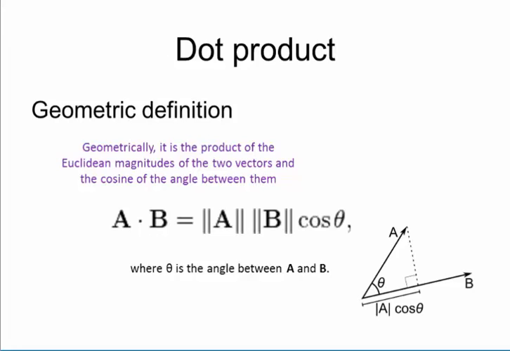Okay, so if we talk about the dot product, that was using the algebraic solution. The geometric definition is the product of the Euclidean magnitudes of the two vectors, and this double vertical line refers to the magnitude of the vectors. The distance from here to here in terms of A, it's a straight line, and the cosine of the angle between them, and this is actually derived from the cosine rule. So we have here A dot B is equal to magnitude of A times magnitude of B times the cosine of the angle between the two.